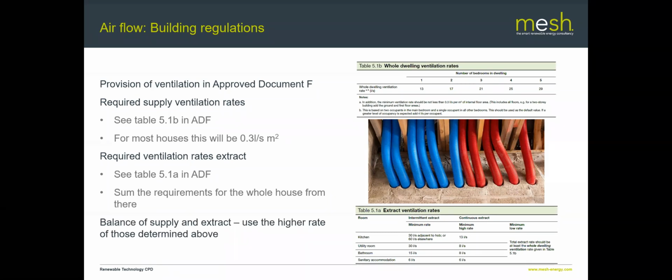And then basically what you want to do is balance the supply and extract, because obviously what you don't want is sucking more air out of the house than you're putting in, or equally putting more air in than you're sucking out, because you'll end up with either a positive pressure or a negative pressure in the house. Ideally, you would like to see a very small pressure difference between inside and outside, so that you balance those two things together. And I've again put the table 5.1a, which is the extract rates table, in there. Again, it will be too small to read, but those documents are available freely online.